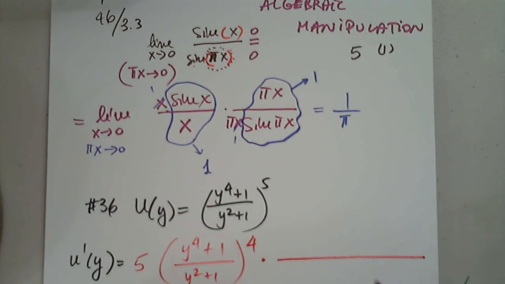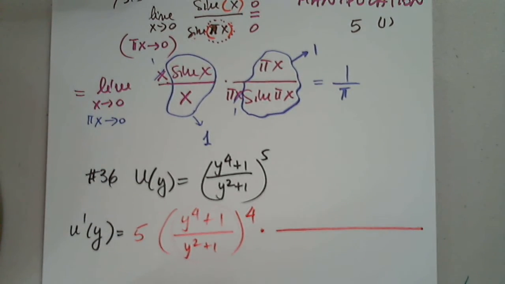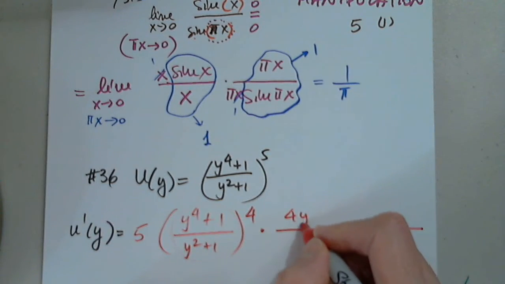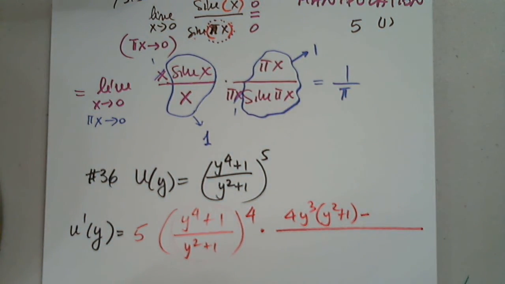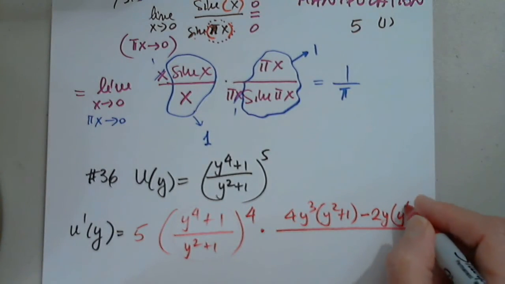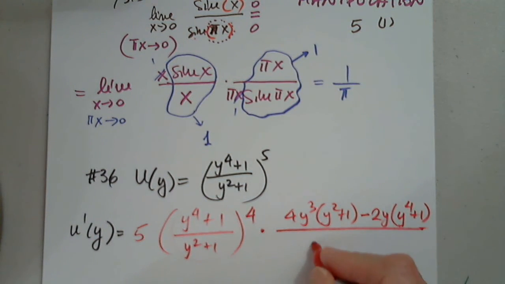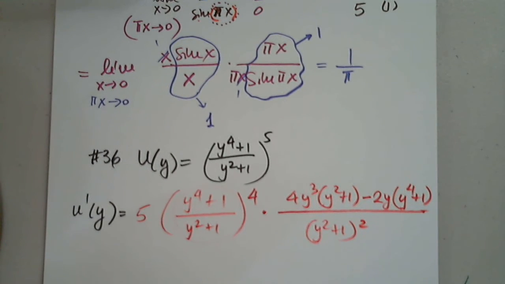How do I start? 4y cubed. Yes, 4y cubed times the denominator. Excellent, very good. Minus 2y. Yes, you can put 2y in first if you want. That's fine. We can twist that. 2y times y to the 4th plus 1. That's it. Awesome. Over the denominator squared. Awesome. Great job. Thank you.